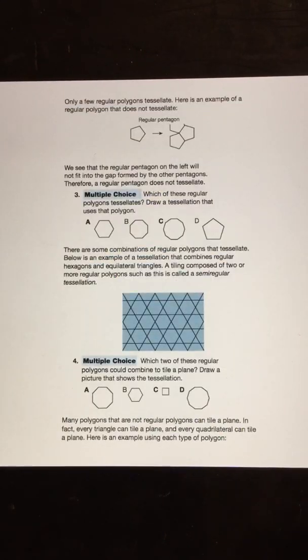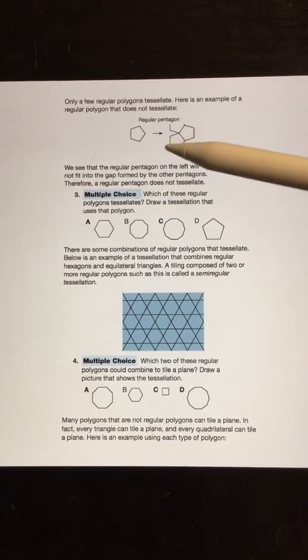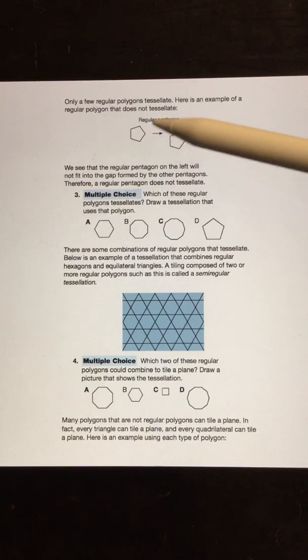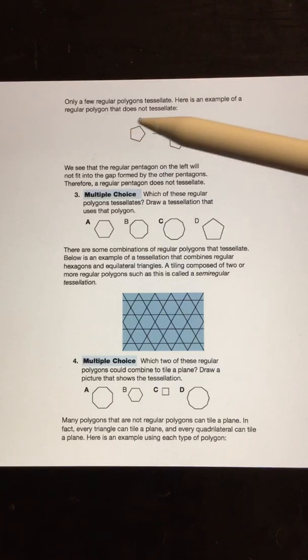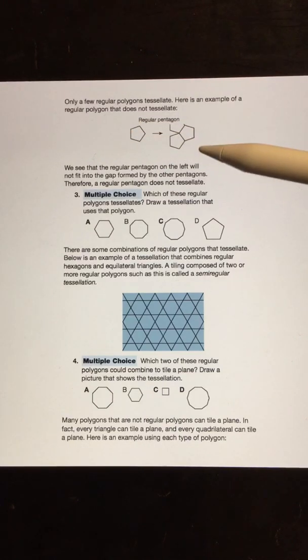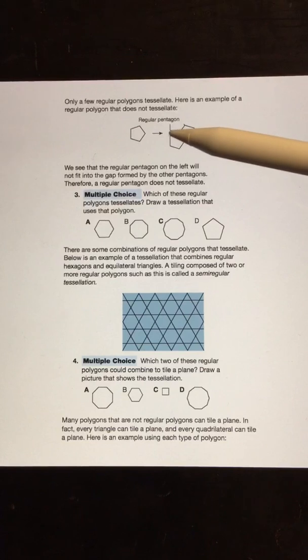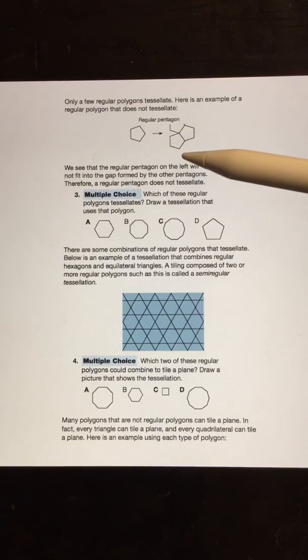So here is a regular polygon, a pentagon. It's called a regular polygon because all of its sides are equal and its angles are equal. This 5-sided shape does not tessellate because you can see there are gaps. When it comes together, it just can't fit together without gaps.